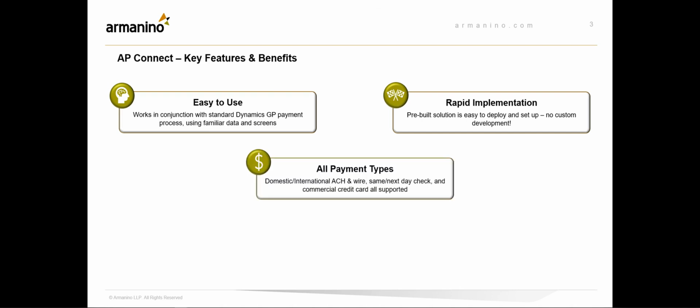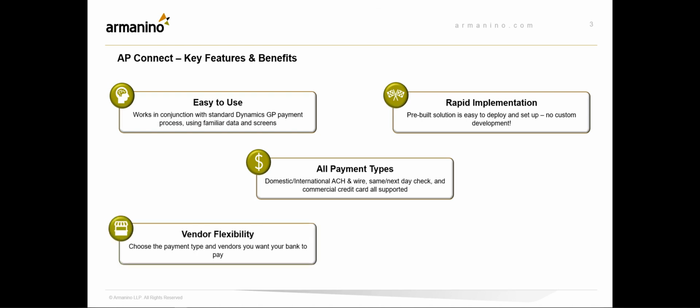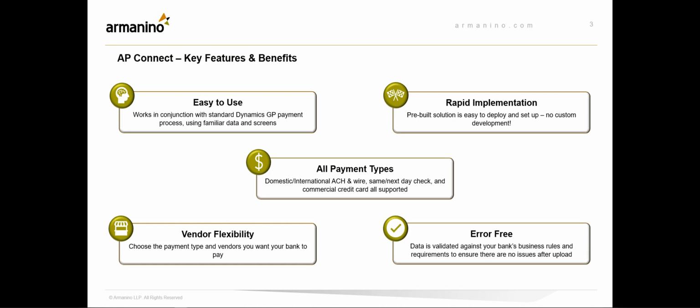AP Connect supports all standard payment methods including checks, domestic and international ACH and wire, and commercial credit cards. You will also have the ability to choose what payment types and vendors you wish to process through to your bank. And finally, all data that flows through AP Connect is fully checked against your bank's requirements to ensure that everything processes properly once transmitted. Now, let's see AP Connect in action.